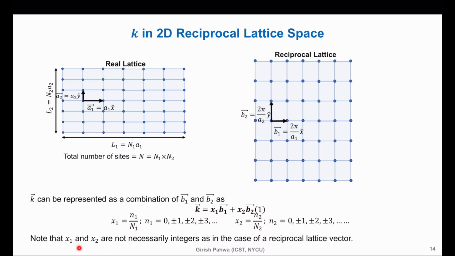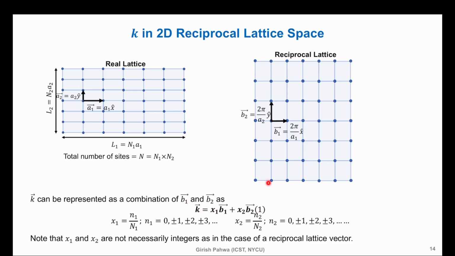And one thing to note is that this x1 and x2 are not necessarily integers. It's not like it's an integral multiple of b1 plus integral multiple of b2. You can clearly see that x1 is n1 by capital N1. It's not an integer. n1 is an integer, but n1 by capital N1 is not an integer. So don't think that this is a reciprocal lattice, because in a reciprocal lattice, if you want to find the position vector of any point, that will be integral multiple of b1 plus integral multiple of b2. Vector G, that I think we saw. So that is m1 b1 plus m2 b2, where m1 and m2 are both integers. Here that's not the case.